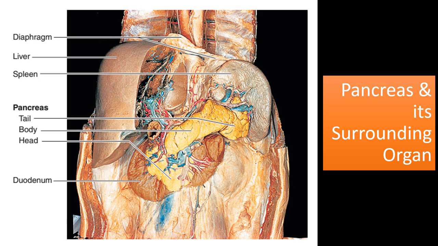Now here is an image where you can see again the pancreas. This particular structure is the pancreas, and here you are going to have the spleen. This is the spleen area, and this is the duodenum. This particular area is the duodenum, and you can see there are a number of ducts probably that are connected from the pancreas to the duodenum.